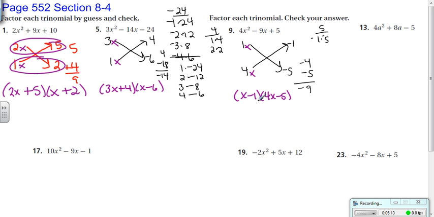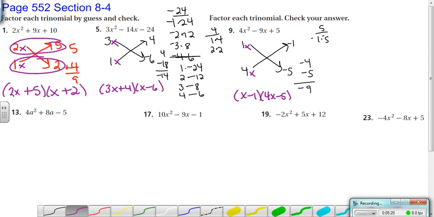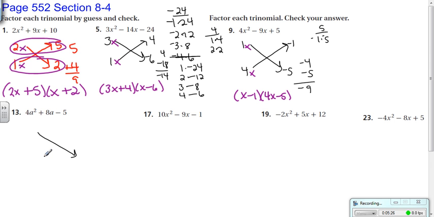Number 13, you have to factor 4a squared plus 8a minus 5. So once again, to multiply to get 4, I can do 1 times 4, or I can do 2 times 2. To multiply to get a negative 5, I can do a positive 1 times a negative 5, or I can do a negative 1 times a positive 5. So this time I'm going to try the 2 and the 2 first.